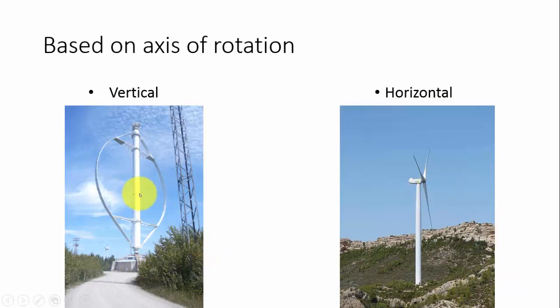Here the turbine blades rotate about a vertical axis. That's why it's called a vertical axis turbine. Here we can see the turbine is rotating about a horizontal axis. That's why it is called a horizontal axis turbine. So vertical axis turbines rotate with an axis which is perpendicular to the ground, whereas horizontal axis turbines rotate with an axis which is parallel to the ground.